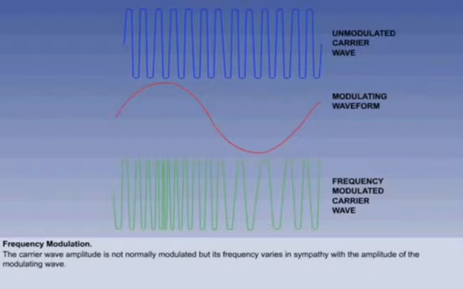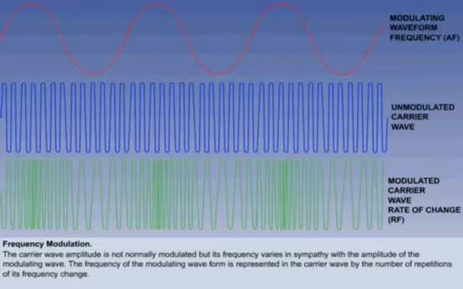So, the peak of the modulating waveform is represented by an increased frequency of the carrier wave. The lower peak of the modulating waveform is represented by a lower frequency of the carrier wave. The frequency of the modulating waveform is represented by the rate of change of the carrier wave frequency. So the greater the frequency of the audio signal, the more frequently is the radio frequency pattern repeated.